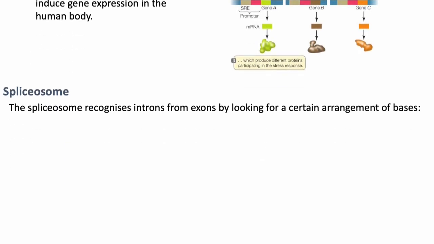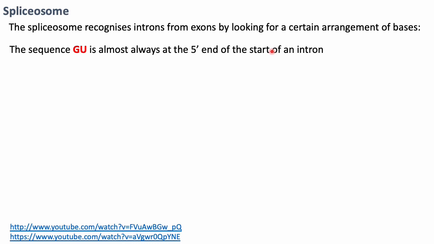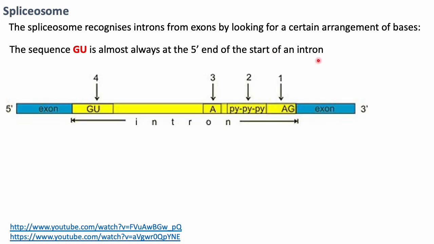Kind of focusing now on the spliceosome. So we've talked about splicing already. The spliceosome recognizes introns from exons, and it looks for a certain arrangement of the bases. Particularly it looks for a sequence known as the GU, which is almost always at the 5' end, the start of an intron. And when we look at the 5' end, here we've got a GU sequence within this intron site.